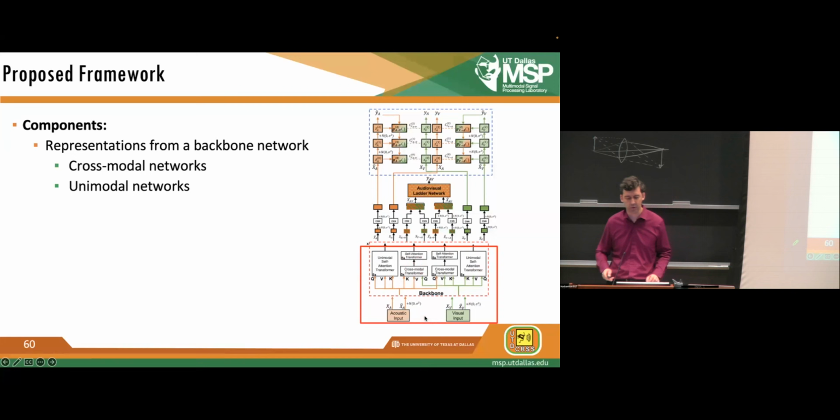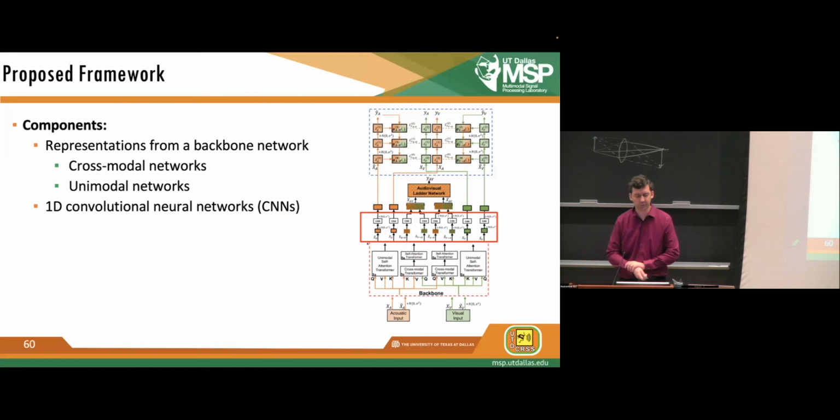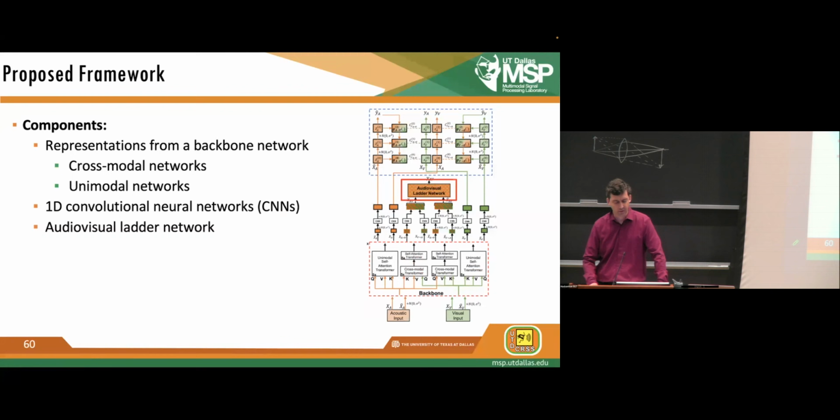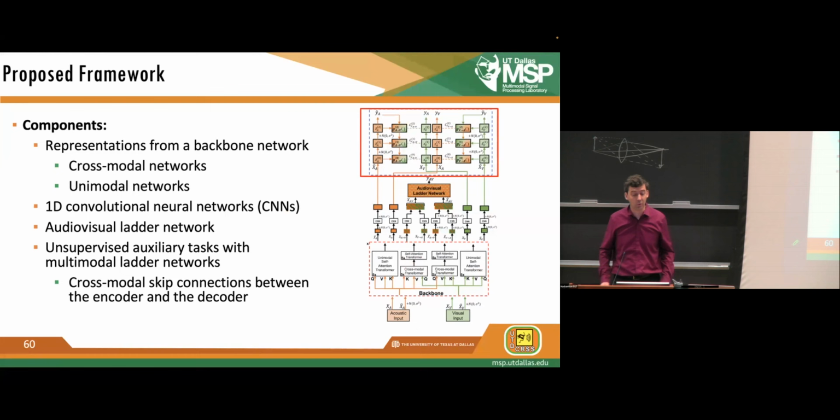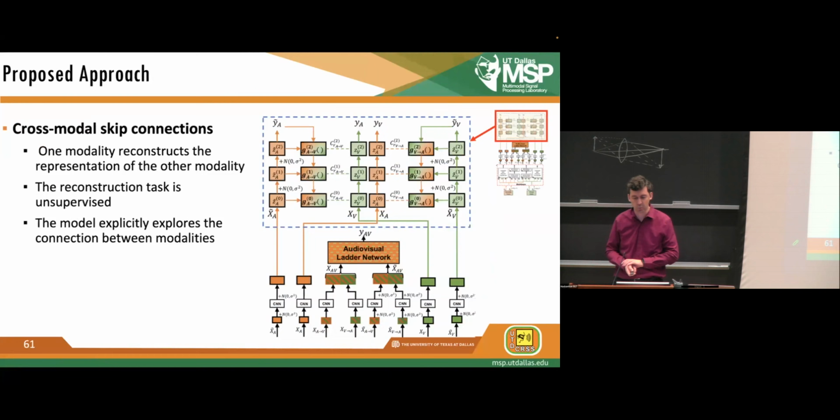Then it goes through a process by a 1D convolutional neural network to capture temporal information. Then it goes into the audiovisual block, which I'm going to talk about in a second. But the key part of that is this block on the top, where we do cross-modal skip connections. Again, I'm going to go into detail on these two blocks that I described.